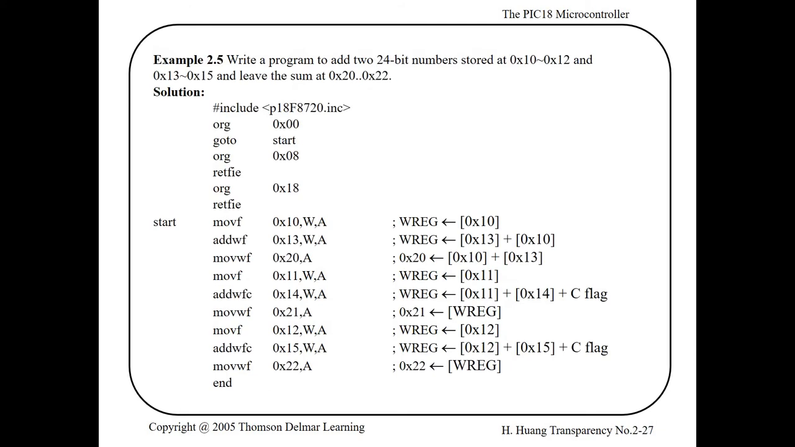Now here's where it comes addition of more than single byte. So write a program to add two 24-bit numbers stored at hex 10 to 12 and hex 13 to 15 and leaves the sum at 20 to 22. Now here is where the little Indian and also the big Indian comes in. So by default, we should use the little Indian method. Let me just draw this.